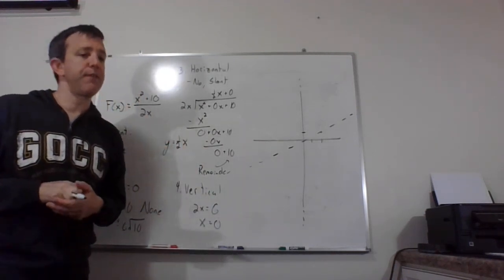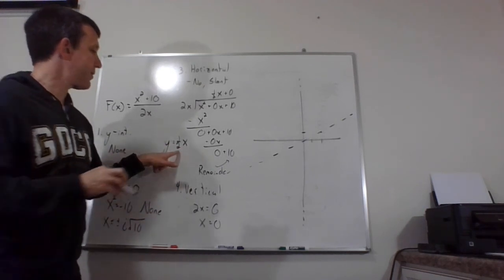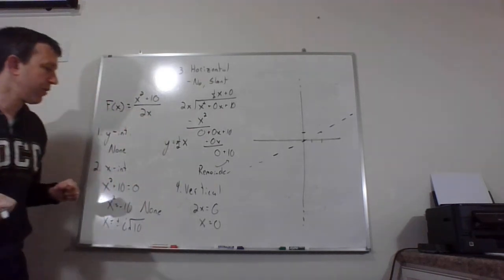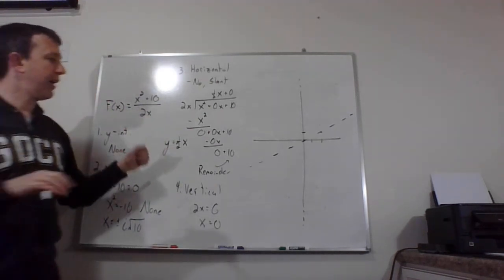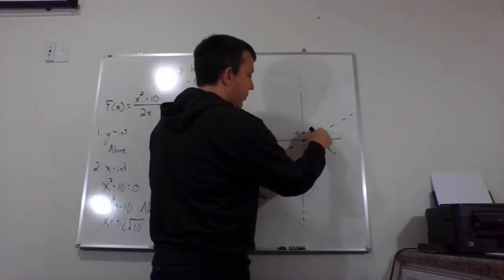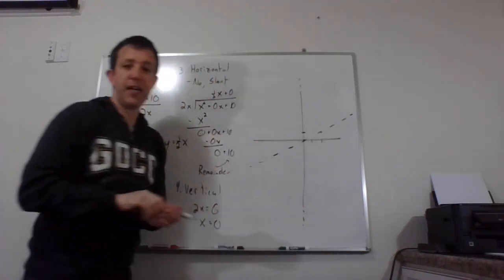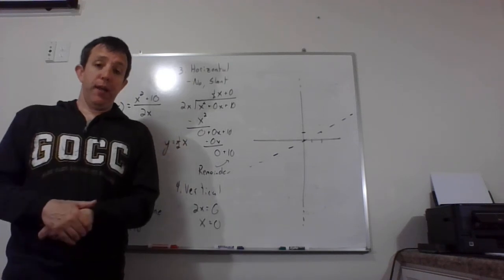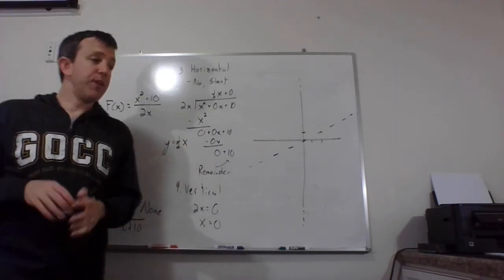So hopefully you remember how to graph a line. I noticed that the y-intercept is 0, so for my slant asymptote, I have a point at the origin. The slope is 1 half, so I go up 1 over 2. That gets me a second point. And when I connect that, I'm using a dotted line because this is an asymptote. I have my asymptote.